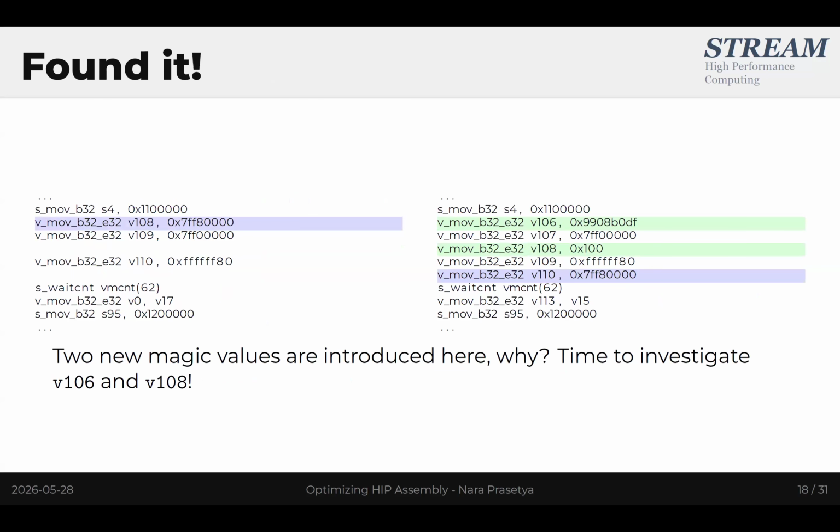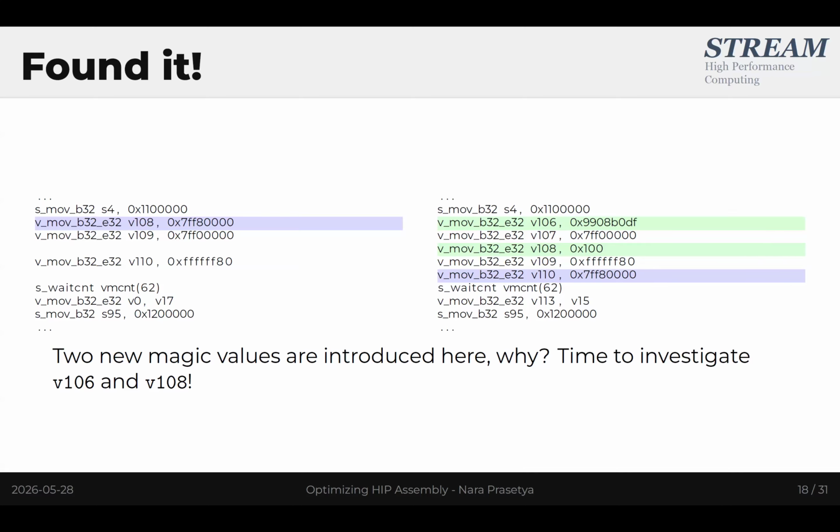And then when we keep repeating this, we will find our malicious instruction here. For example, this value 0x7FF8 gets loaded in V108 on the left side, and now suddenly it's V110 on the right side. So suddenly there are extra magic values being loaded, and these now require more resources. And why is this? These are very weird, suspicious numbers.